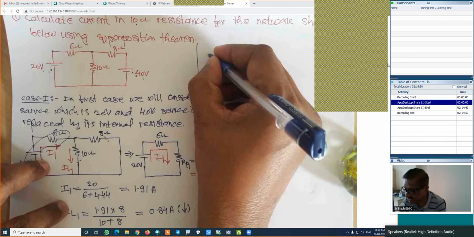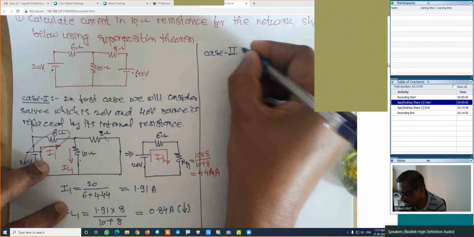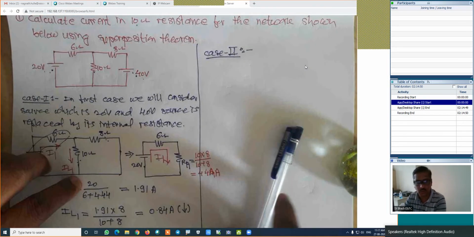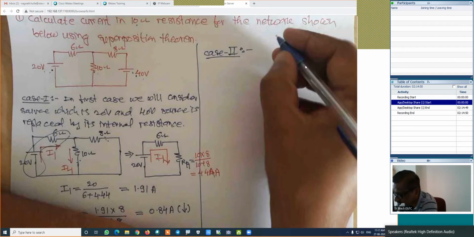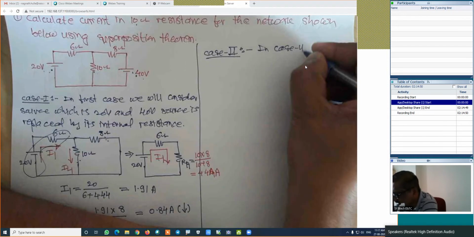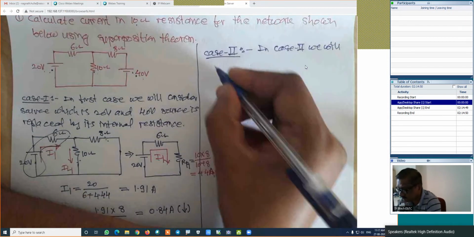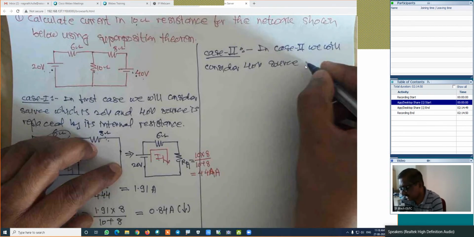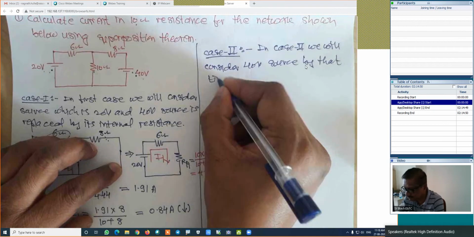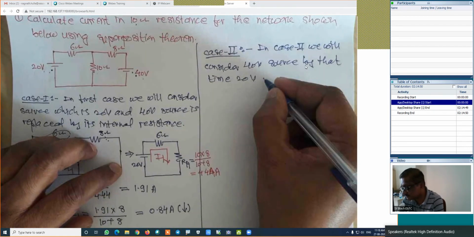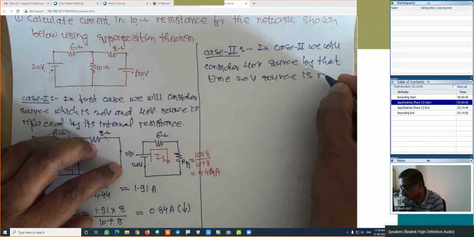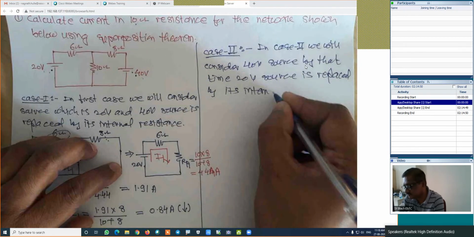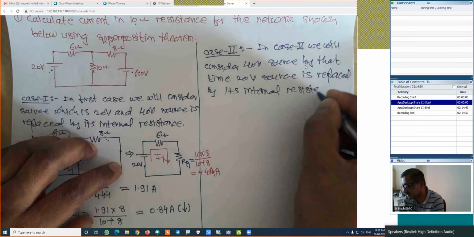Now I will start with the case 2. This is case 2. How is the case 2? In the second case, we will consider the second source, which is 40 volt. I will write the same. In case 2, we will consider the 40 volt source. By that time, the 20 volt source is replaced by its internal resistance. So its figure for case 2.